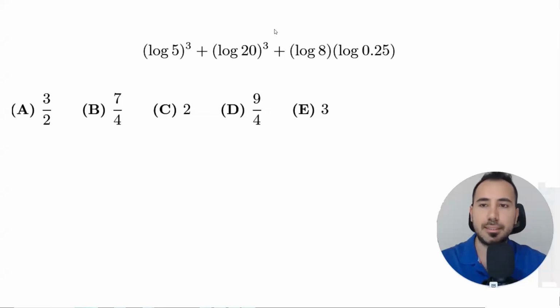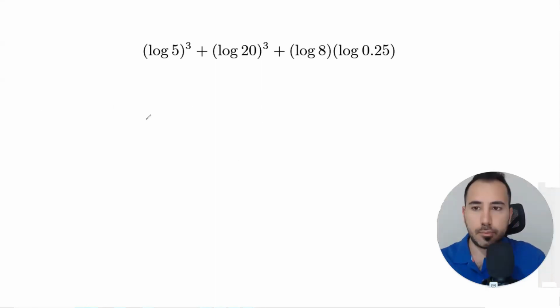Welcome back to Mathics. This is again another competition problem, and you are required to find the value of this expression. Even if you know all the logarithm rules, it's still a little challenging. So give it a try and we'll do it together.